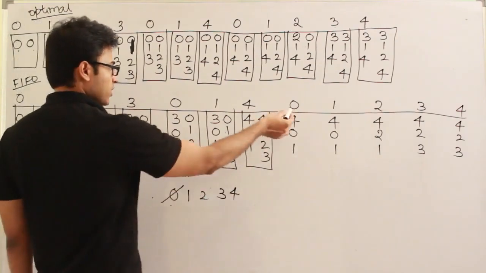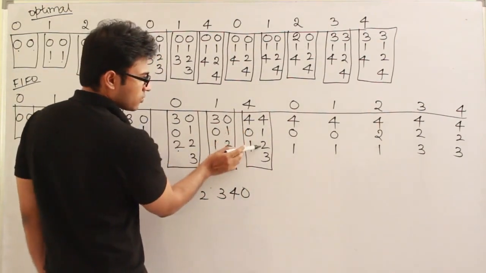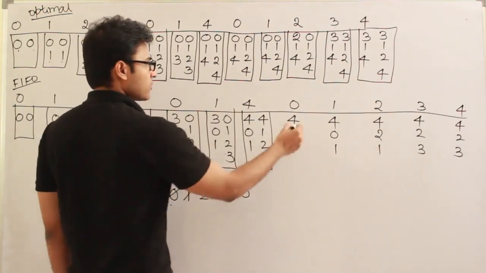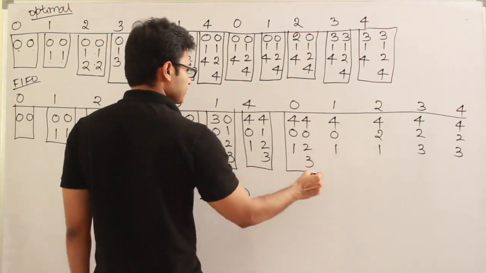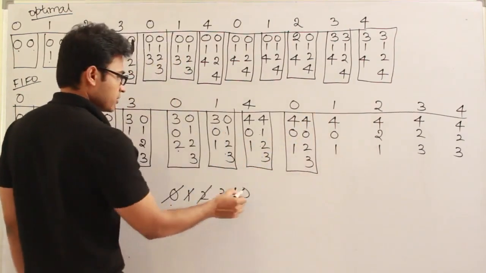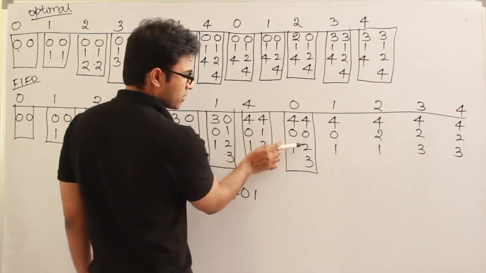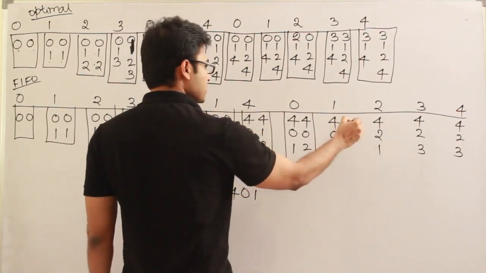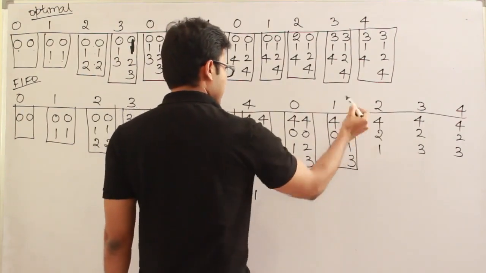And when 0 is referred, again 1 has to be replaced with 0, which means 4 1 2 3, this 1 has to be replaced with 0, so 4 0 2 3, right? And when 1 is referred, then 2 has to be replaced with 1. So in this 4 0 2 3, 2 will be replaced with 1, which means I get 4 0 1 3. Got it?